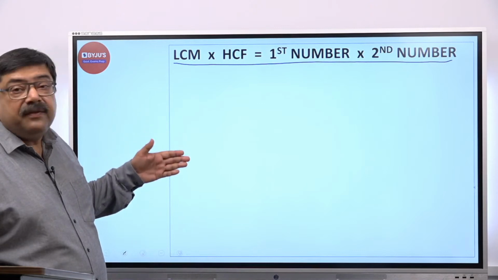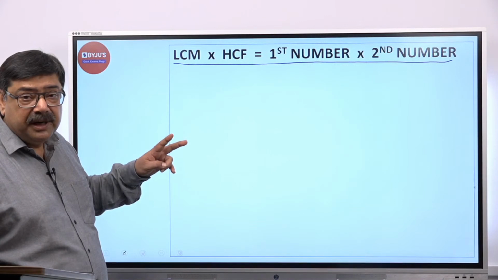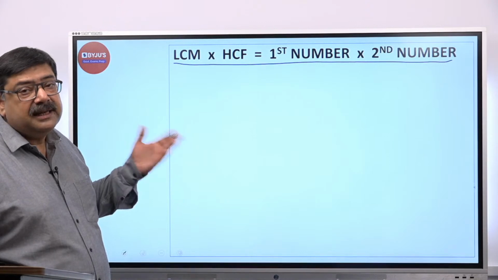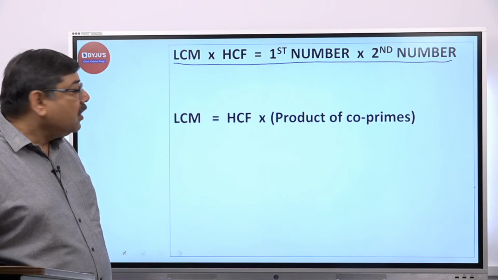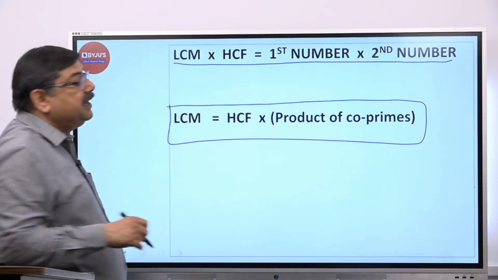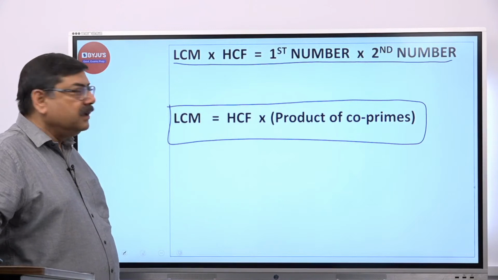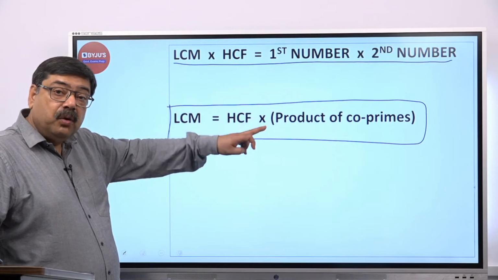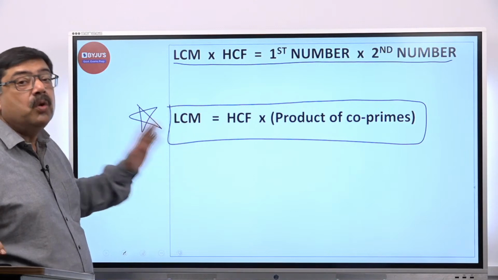So LCM into HCF is first number into second number. If you have two numbers given to you, A and B, then the product of their LCM and HCF is the same as the product of the two numbers. Also, very important, LCM is equal to HCF into product of co-primes. We will be solving a question based on this, don't worry. An important formula, please do memorize and note it down.